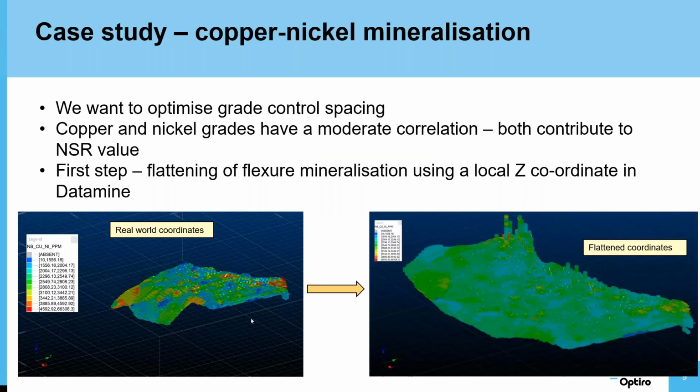Let's go through a case study. This is a real case study, nickel copper mine, or nickel copper ore body, I should say. It's not a mine yet, it will be. To start off with, we had to do a little bit of manipulation of the data. So the ore body is folded in two senses. So what we did using a Datamine macro, we basically created a false Z coordinate, and we flattened the ore body out. So essentially we had a flat block model which defined the zone for the simulation, and the drill holes are flattened as well as the model.